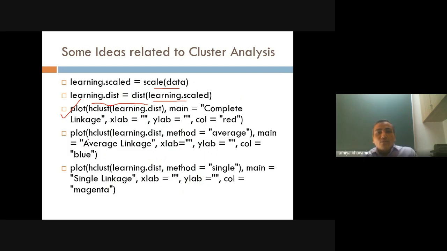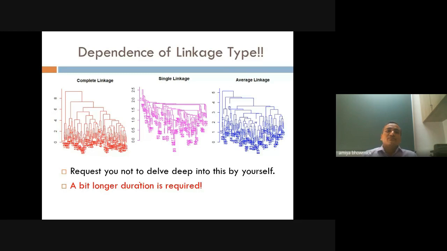Then another plot we have drawn by using average linkage. Another one we have done using the single linkage. Now you have the definition of all the linkages. Let us try to see what kind of picture we are getting for the three different ones. There is a heavy dependence on the linkage type that you are going to get.